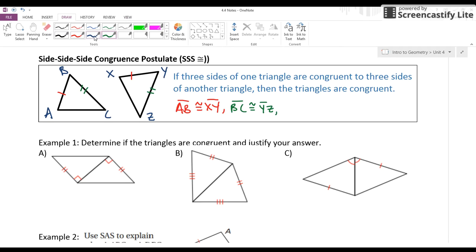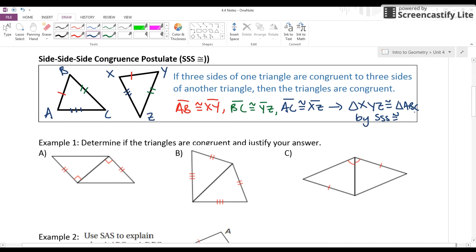And then the third thing we need to know once again is that final side for SSS. Okay, so AC is congruent to XC. If we have these 3 things, then we can say triangle XYZ is congruent to triangle ABC by SSS congruence. Okay, so those are the 2 we're going to focus on today.